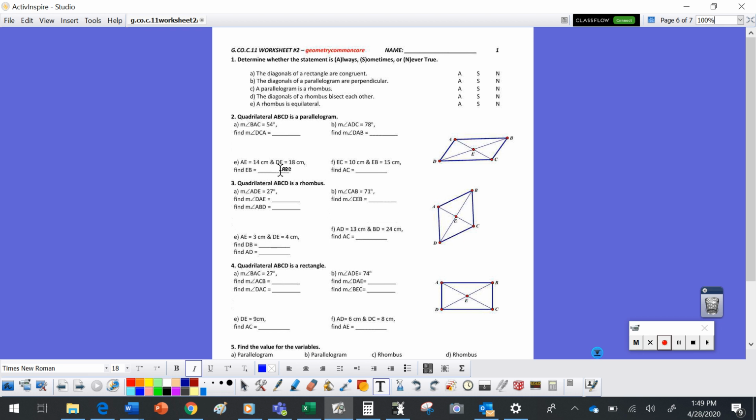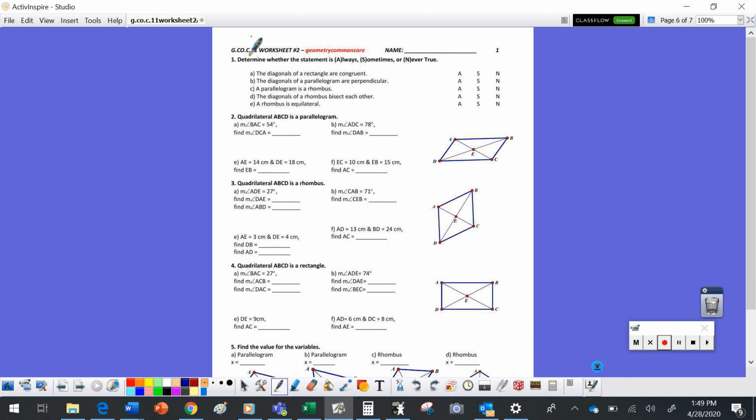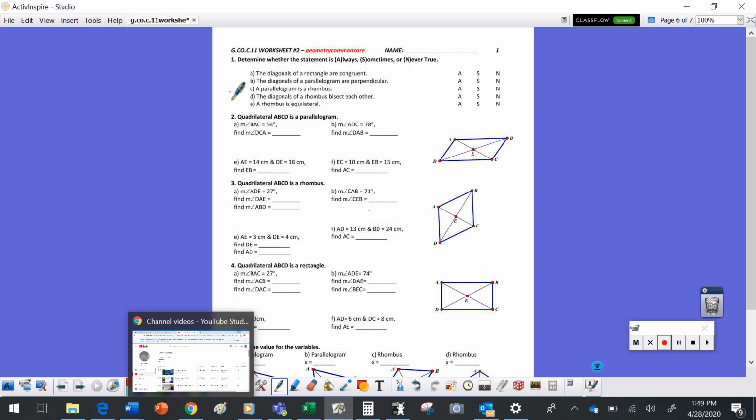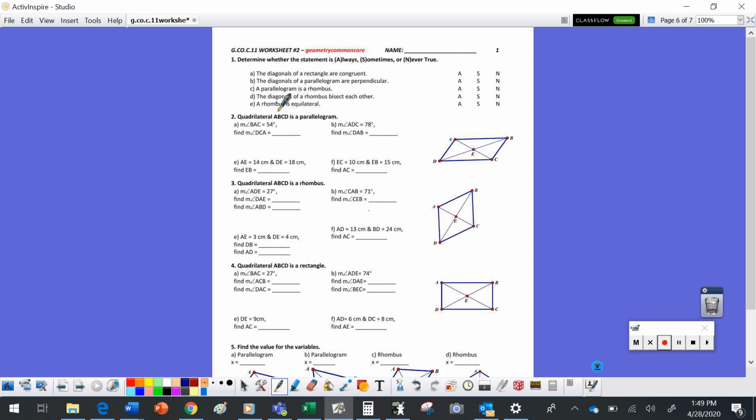Okay, let's take a look at your worksheet here. So what I'm going to do is just one or two from each of these sections. So number one, we want to determine whether the statement is always, sometimes, or never true. So let's go with C. A parallelogram is a rhombus. Okay, so they want to say that every parallelogram is a rhombus.